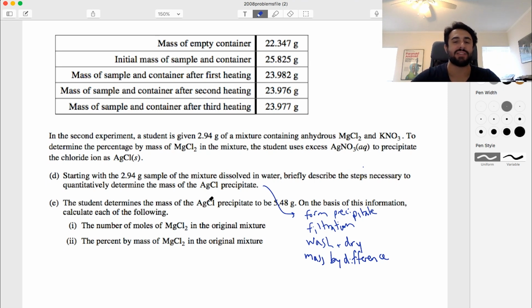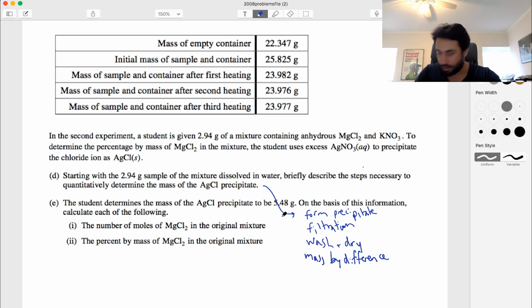The student determines the mass of the silver chloride precipitate to be 5.48 grams. On the basis of this information, we want to calculate the number of moles of magnesium chloride in the original mixture and the percent by mass of magnesium chloride in the original mixture, right? The original mixture was 2.94 grams of some magnesium chloride and some potassium nitrate, and we don't know how much of each. But we're doing this experiment to find out. When we get the precipitate, we'll find out how much chloride we've got, and if we know that, we know how much magnesium chloride we had, because all of the chloride in the silver chloride came from magnesium chloride, right?